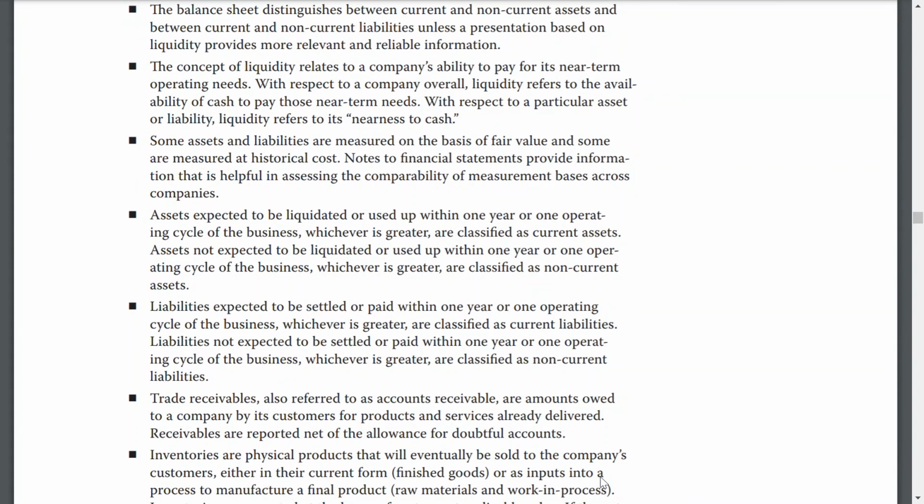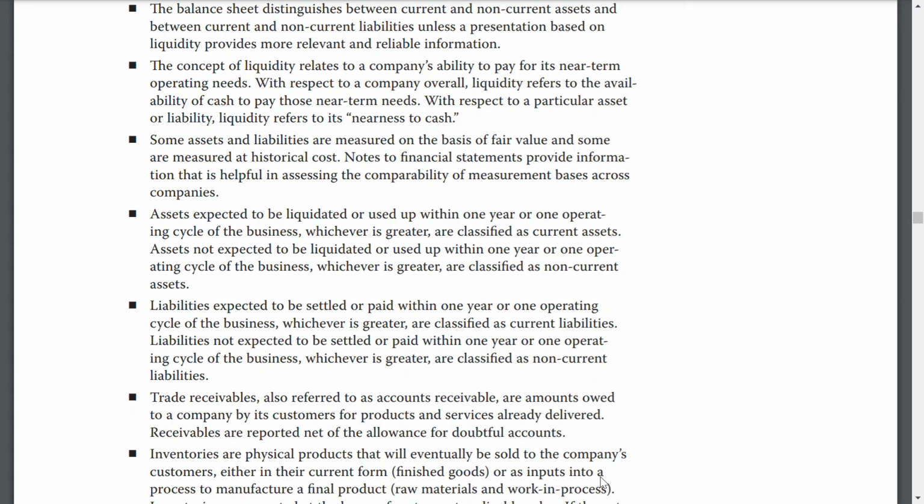The concept of liquidity relates to a company's ability to pay for its near-term operating needs. With respect to a company overall, liquidity refers to the availability of cash to pay the near-term needs. With respect to a particular asset or liability, liquidity refers to its nearness to cash. Some assets and liabilities are measured on the basis of fair value, and some are measured at historical cost. Notes to financial statements provide information that is helpful in assessing the comparability of measurement bases across companies.